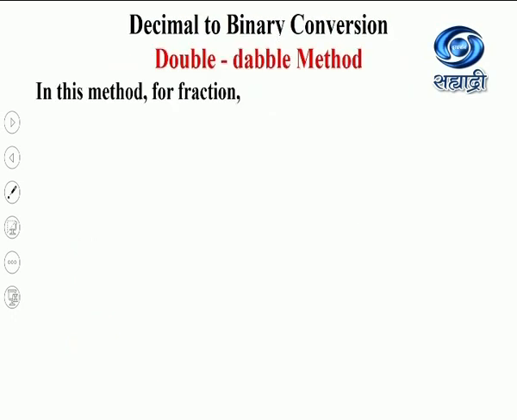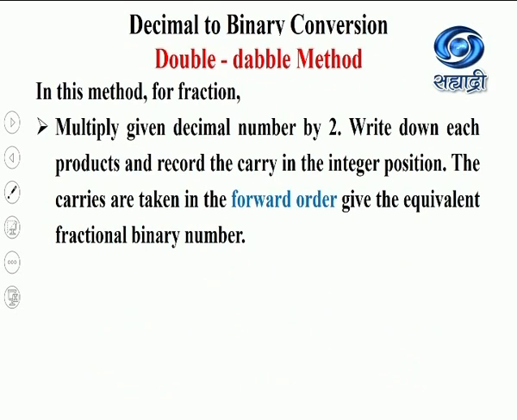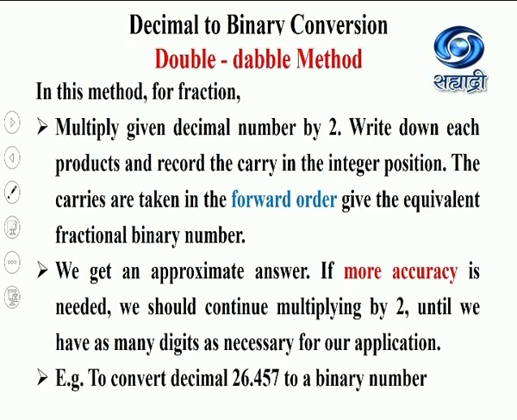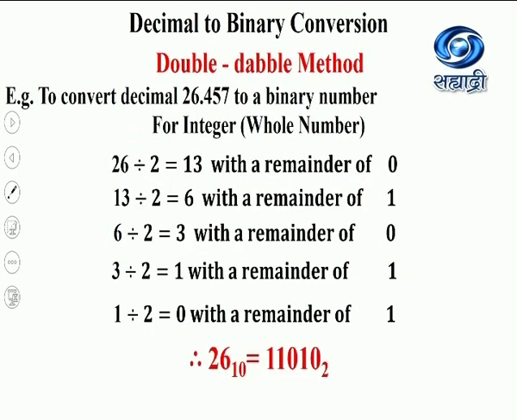In this method for the fractional part, multiply the given decimal number by 2, write down each product and record the carry in the integer position. The carries are taken in forward order to give the equivalent fractional binary number. We get an approximate answer. If more accuracy is needed, we should continue multiplying by 2 until we have as many digits as necessary for our application. So to convert a decimal number, we have one example, to convert the decimal number 26.457 to a binary number. So let us solve this example.